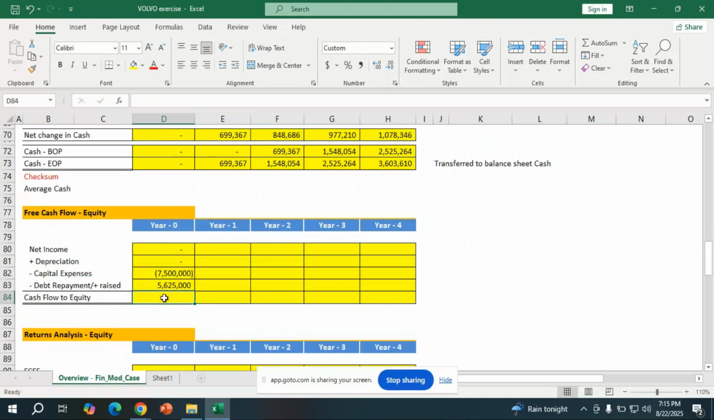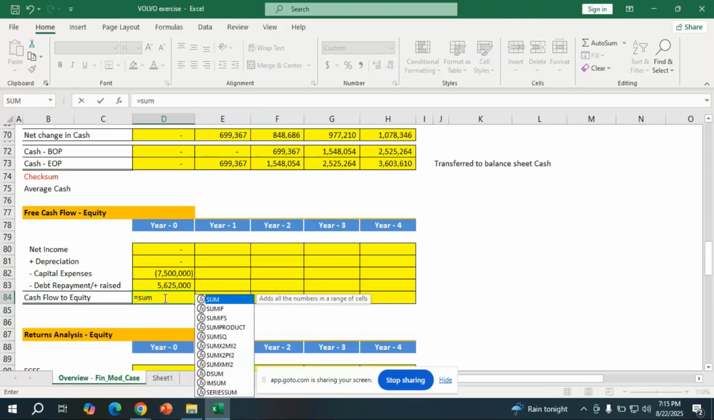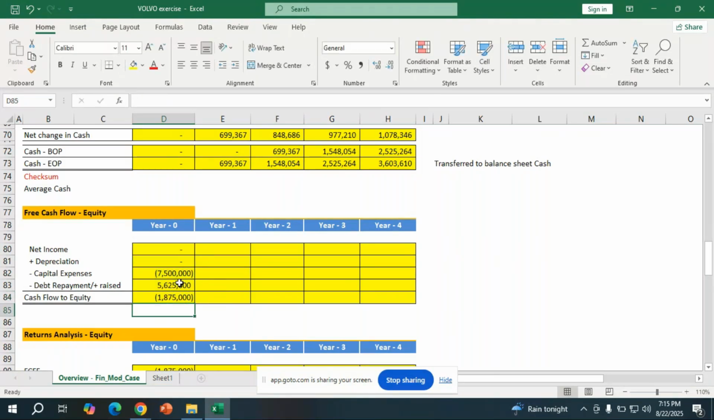So now, how do you compute the cash flow to equity? You're going to sum up everything, equals to the sum of all your four cells. Close the brackets and press enter. This is what you're going to get as cash flow to equity. Remember, what was the proportion? 75% was sanctioned as the bank loan, 25% was put up as equity. So this much amount is being raised through equity. That calculation is what we're doing now, cash flow to equity.